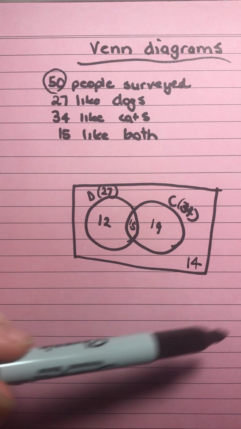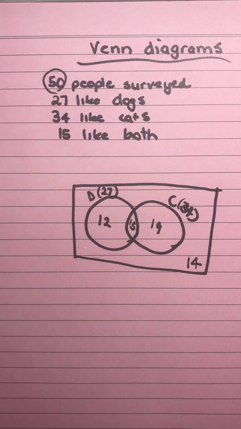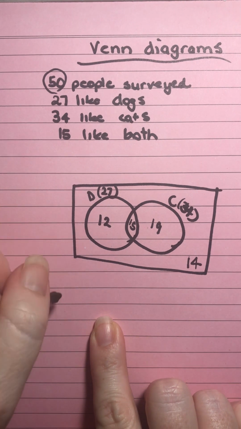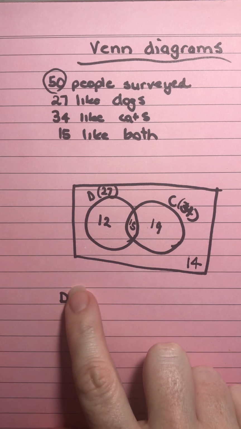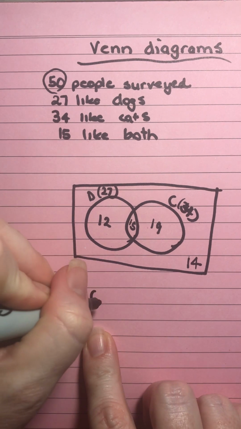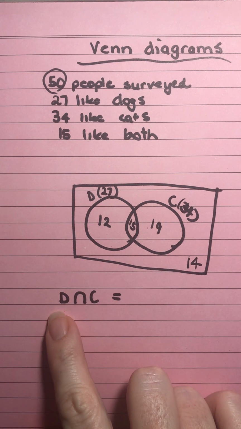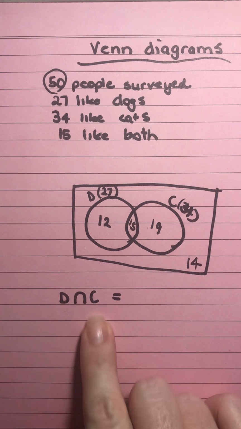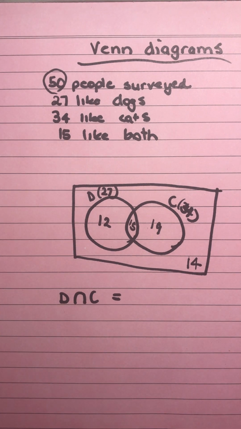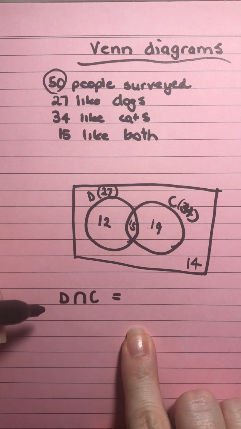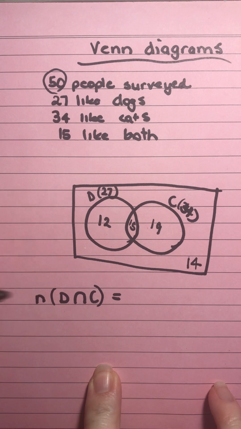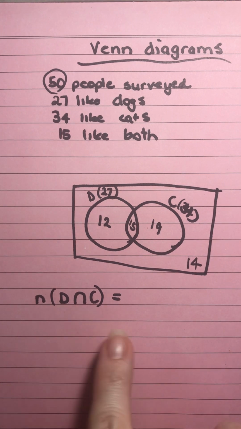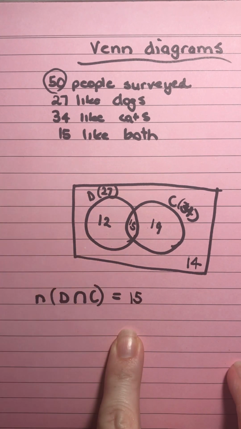Now, from there, you can go on and work out a few different things related to probability. You'll often see these symbols. So we might see D, and then this symbol that looks like a tunnel, C. That means the overlap between group D and C, or we might call them set D and set C. The overlap has 15 there. When we see the notation, if we want to know how many, we put an N in front of it. So we would say there are 15.